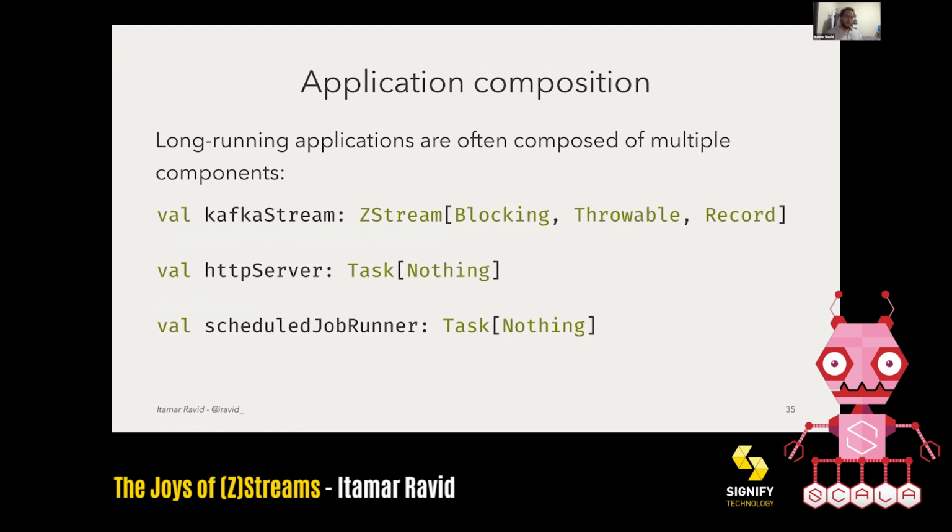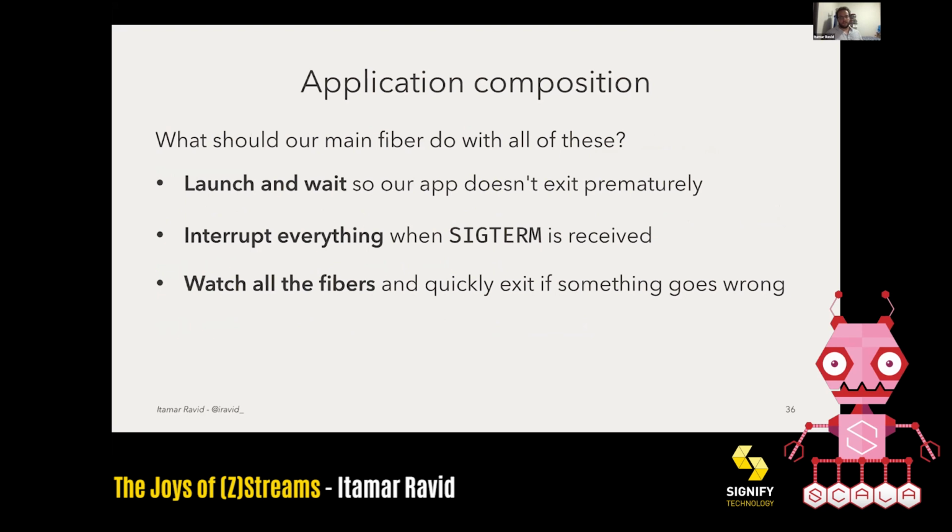So what our main fiber should be doing is it should launch all of those background components and wait infinitely. It should not exit, because then our application won't be running. It should interrupt all those components whenever we receive a termination signal from the operating system. And it should watch all of those fibers, all of those background components, and quickly exit, like crash quickly, if something goes wrong. So how should we do that with our main fiber?